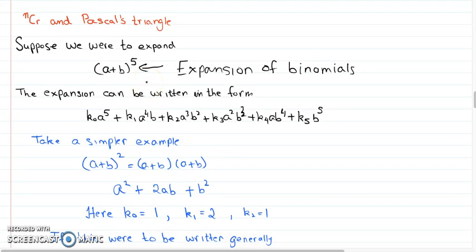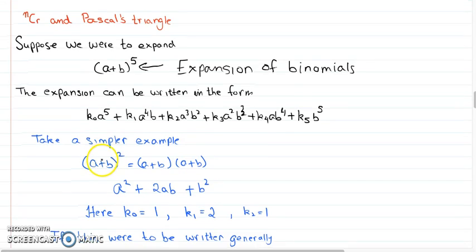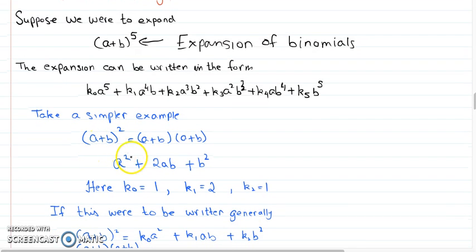If you find it difficult to understand how that happens, I've taken a simpler example. Take the example of (a + b) whole squared, something you're very familiar with already. (a + b) squared can be written as (a + b) times (a + b), right? Which is the same as a^2 + 2ab + b^2. Here k0 is 1, k1 is 2 and k2 is 1.